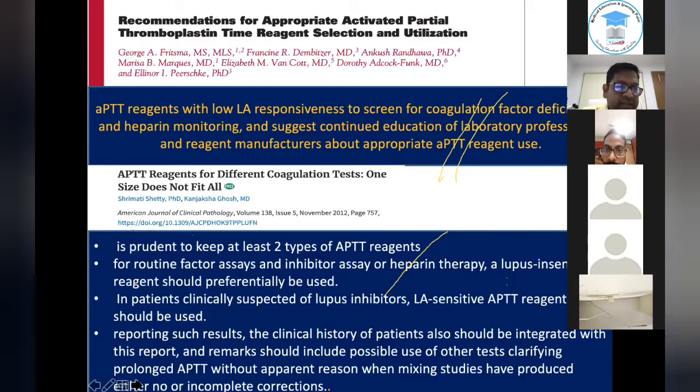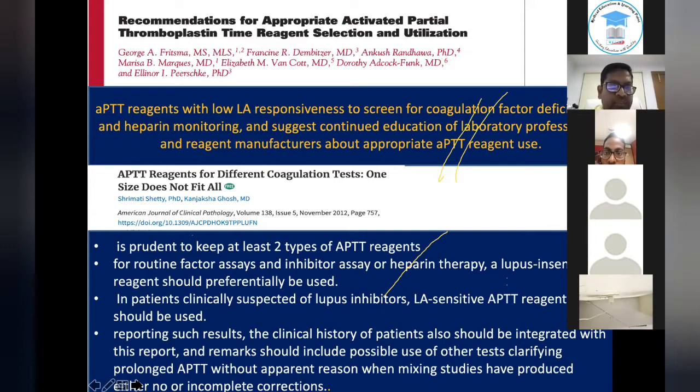In addition, it is also recommended and prudent to keep at least 2 types of APTT reagent if you are a referral lab. For routine factor assay, inhibitor assay and heparin therapy, a lupus insensitive reagent should be used preferentially. In a patient clinically suspected of having a lupus inhibitor, a lupus sensitive reagent should be used.